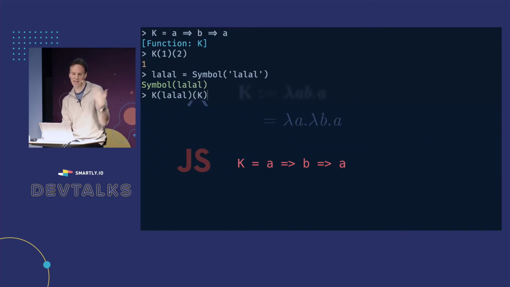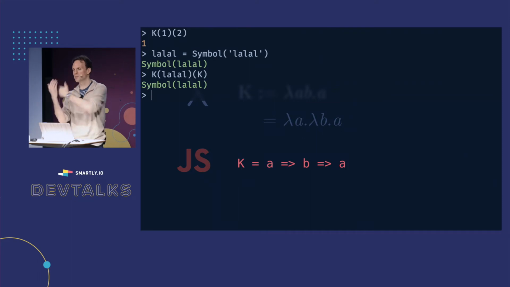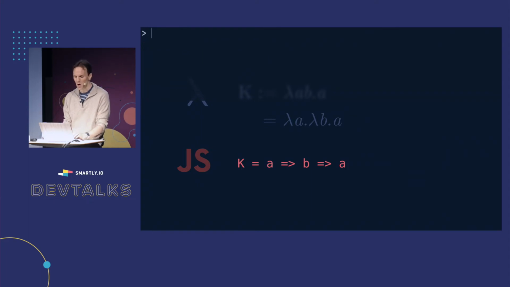And wait, I'll pass in K. And what should this give me back? So the K Combinator takes two things, returns the first one. So I get back my first symbol. And there actually are symbols in JavaScript now, which makes this even better. But why do I care about defining it in this one argument only nested lambda way?